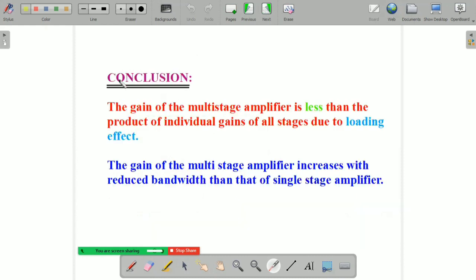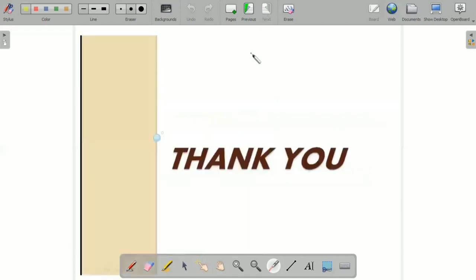Finally, the conclusion of this video is the gain of the multi-stage amplifier is less than the product of individual gains of all stages due to loading effect. And the gain of the multi-stage amplifier increases with reduced bandwidth compared to that of the single-stage amplifier. Thank you.